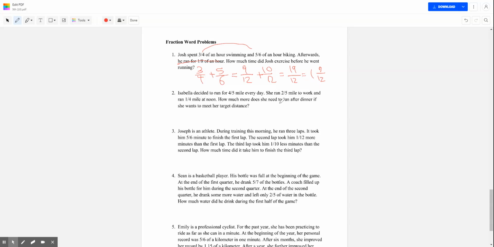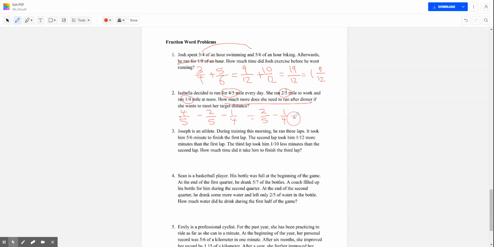Isabella decided to run for 4/5 mile every day. She ran 2/5 mile to work and ran 1/4 mile at noon. How much more does she need to run after dinner if she wants to meet her target distance? So we have to subtract these two values from 4 over 5 to get the answer. So that's 4 over 5 minus 2 over 5 minus 1 over 4. 4 over 5 minus 2 over 5, that's 2 over 5.